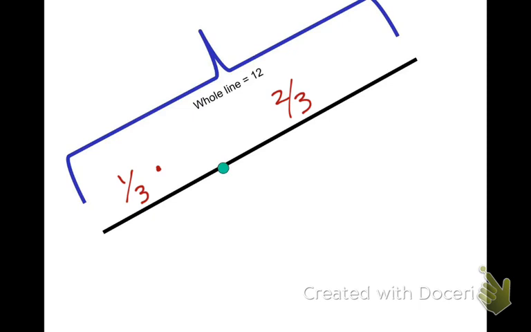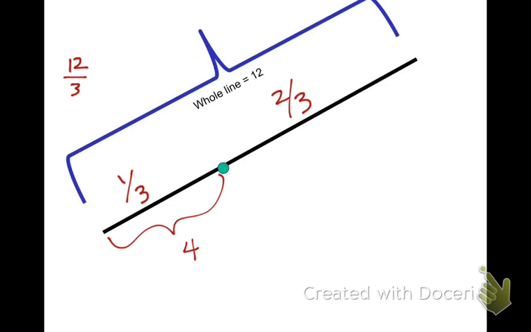So here's what I tell people to do. Let's find 1/3 of 12. So you can divide 12 by 3. What is 12 divided by 3? 4. So this piece of the line is 4.